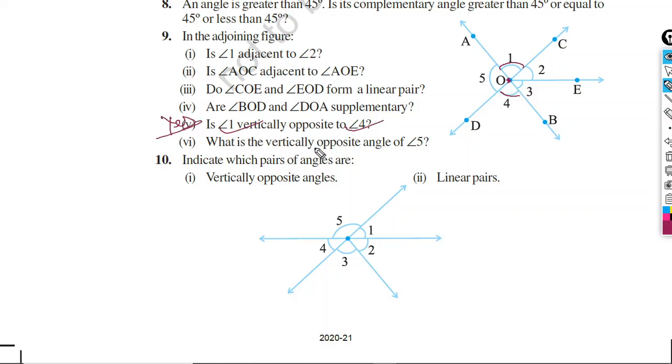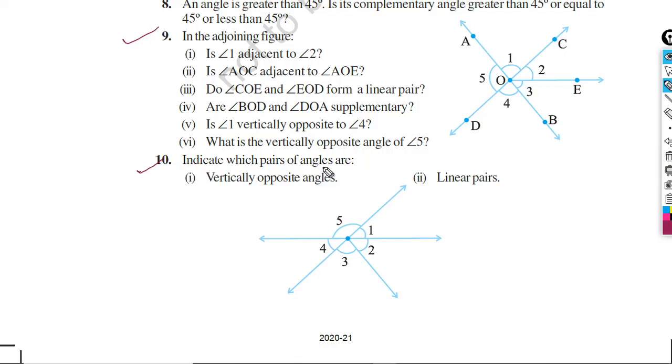What is the vertically opposite angle of angle 5? Look at it, angle 5, this angle. Who is the vertically opposite angle? This angle. What is the name? COB. You can write angle COB is the vertically opposite angle of angle 5. Well, this is the solution of question number 9. We will move to question number 10 now.